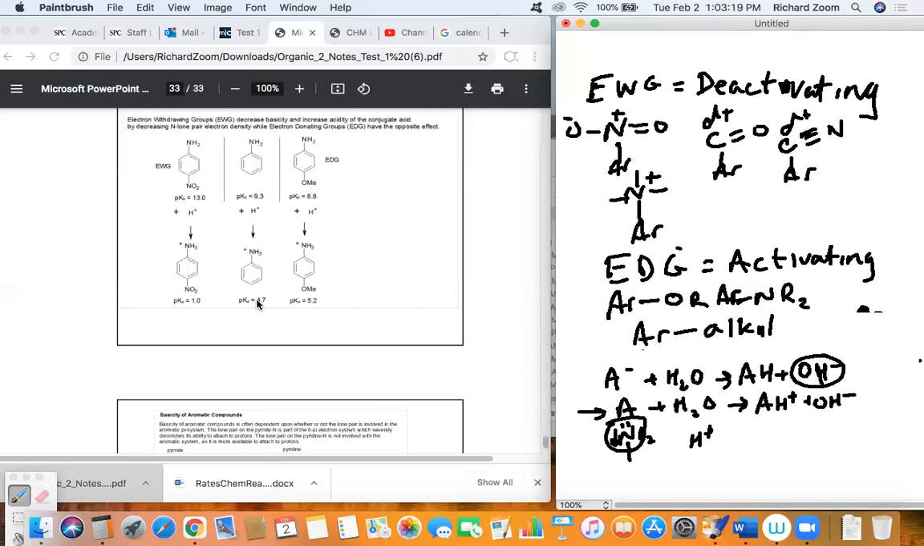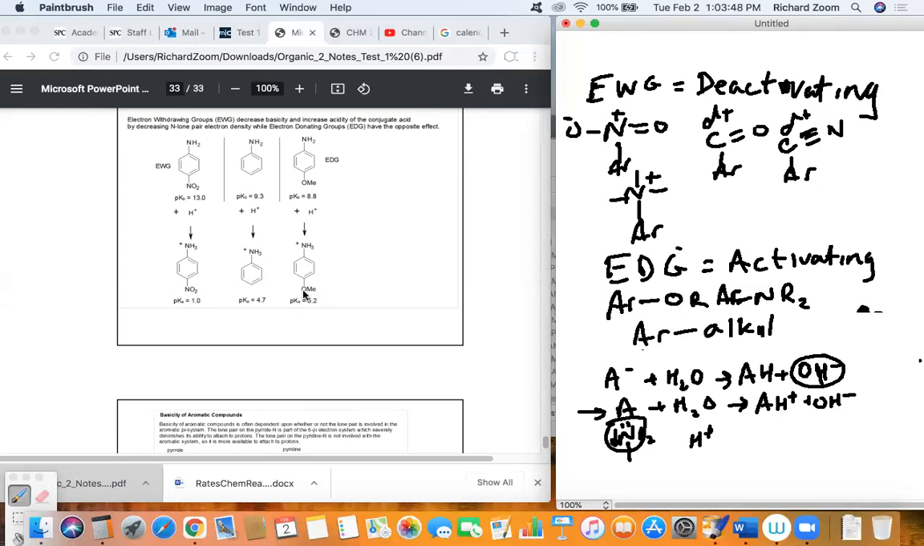So we've got 4.7 as the pKa of the aniline conjugate acid. And you can see that when we put a nitro group on there, a deactivating group, that destabilizes the positive charge and makes it more acidic, because it's going to want to get rid of this positive charge by becoming H plus, because it doesn't want to interact with the nitro group, which is also positive.